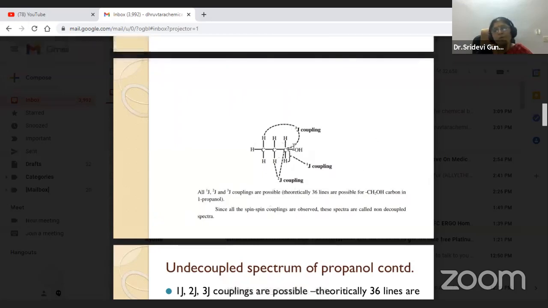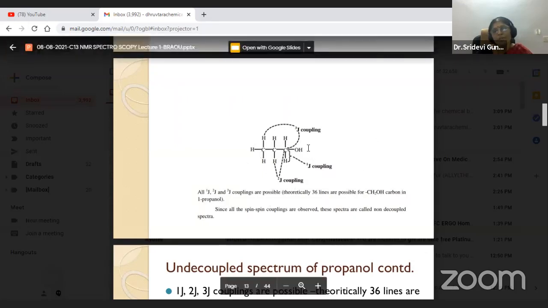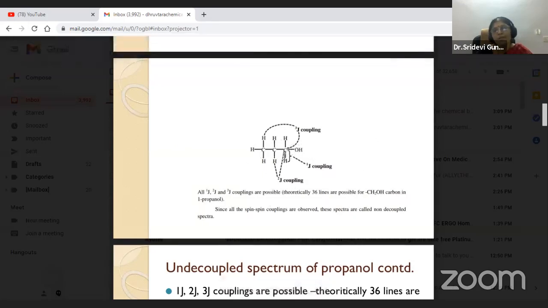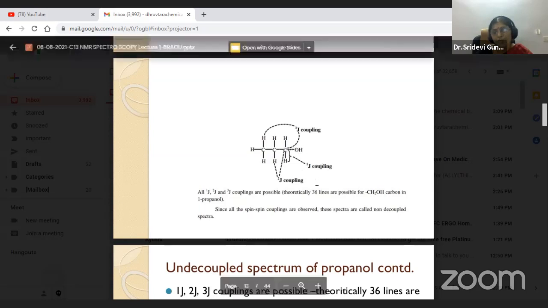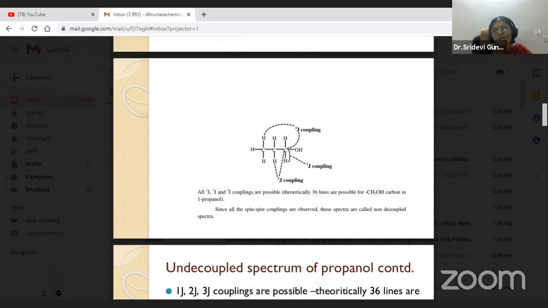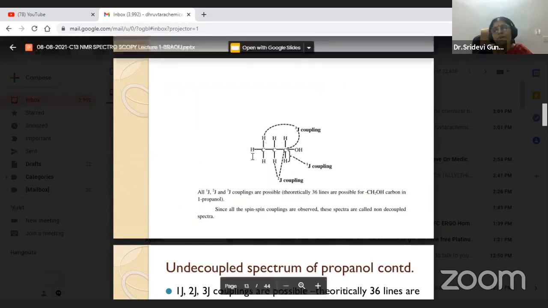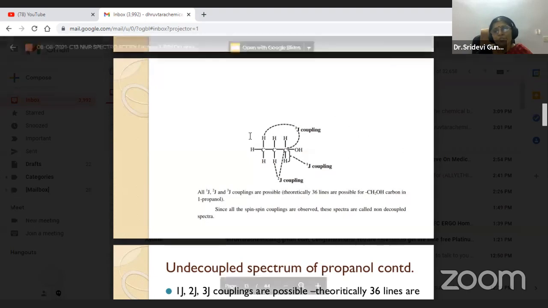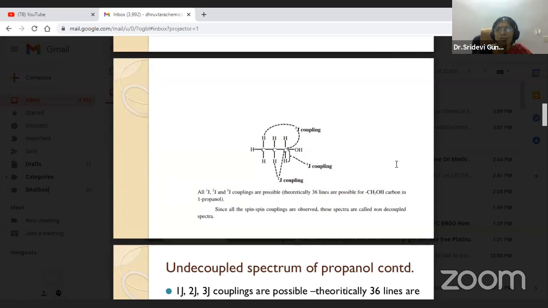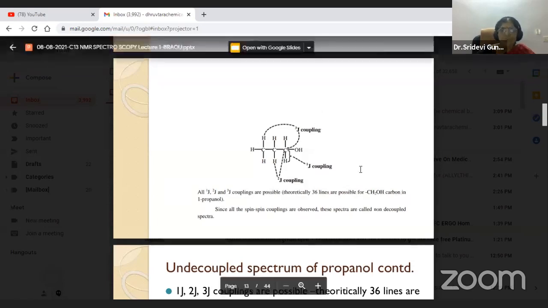Understood? Propanol, a very simple molecule. I'm just showing you the coupling of the CH2 carbon attached to OH. How many lines is it giving? 36 lines. Similarly, other carbons also give more lines depending on the number of hydrogens attached. I'm just showing you up to J3 coupling, and even J4 couplings are sometimes observable. That's the reason why it gives you a complex spectrum.